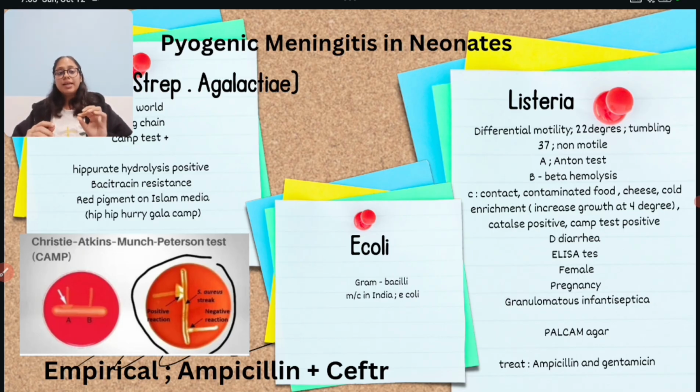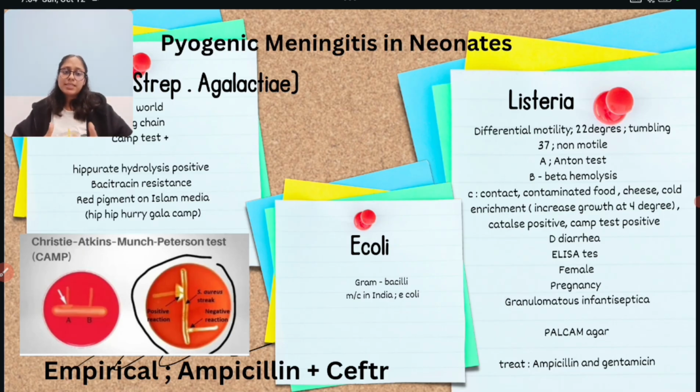Then there is cold enrichment. Now I'll tell you one question which I solved. It was on cold enrichment, that is, increasing growth at 4 degrees. They gave a question where refrigerated food was there and the child eats that refrigerated food, and they gave some other symptoms and asked which organism it will be. So please remember that if you have cold refrigerated food, then it can be Listeria, which is causing meningitis. Not only meningitis, it also causes diarrhea, and your ELISA test will be positive.